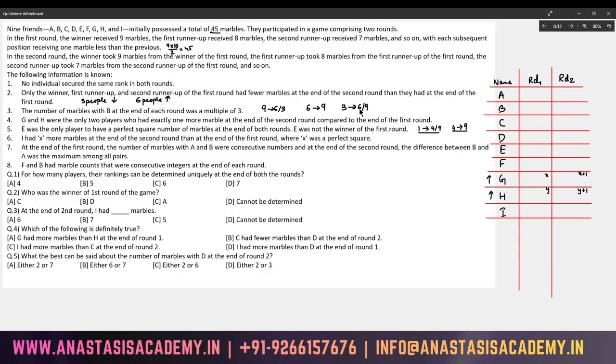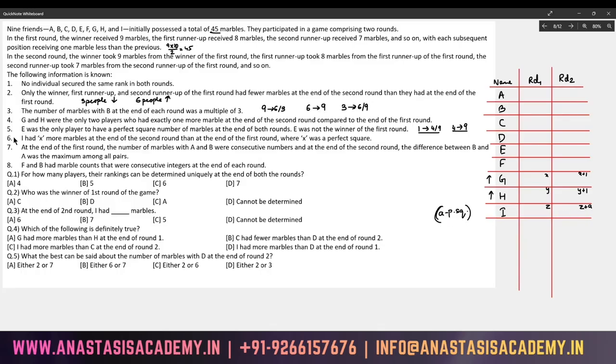We have 3 possibilities for B. We have 2 possibilities for E. Next, I had X more marbles at the end of the second round than at the end of the first round, where X was a perfect square. So if I had Z marbles here, I've already used variable X, so let me put this down as Z plus A, and A is a perfect square. I will keep this in mind.